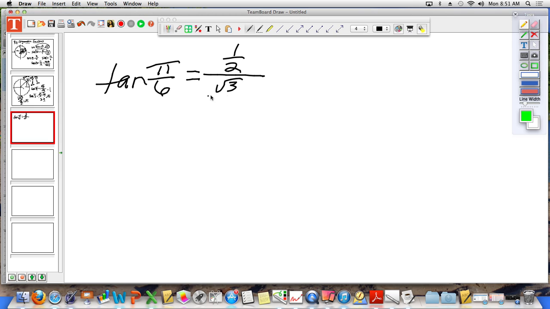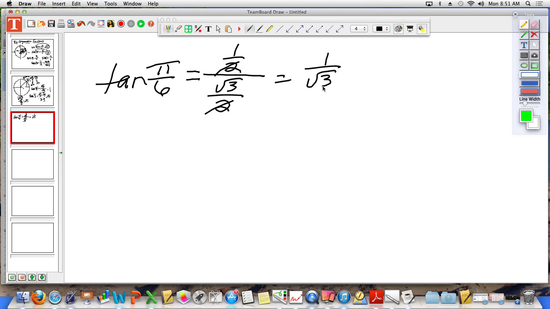All right, so you guys, that little trick I just showed you, does it work here? Are the denominators the same in each fraction? Yes. So cancel them right out. What are you left with? 1 over the square root of 3.